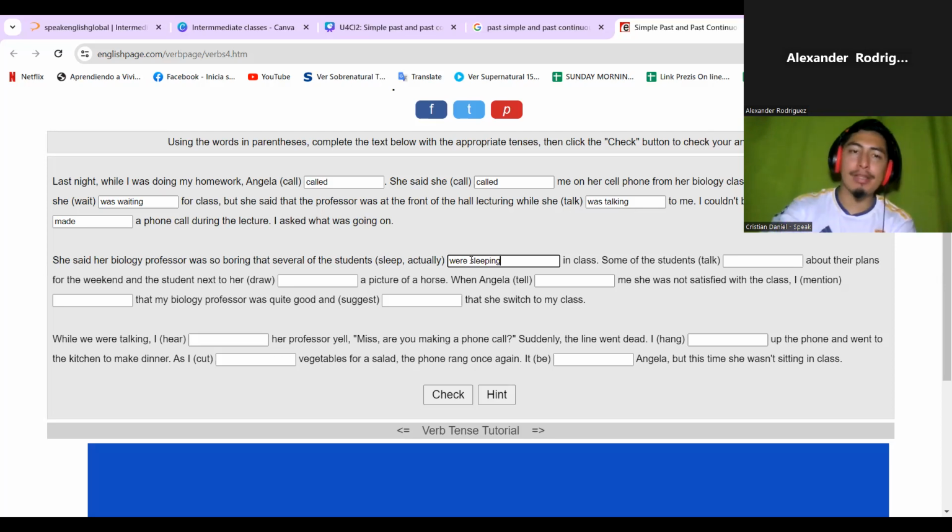So let's try to read the sentences in the two forms. Several of the students were actually sleeping. Several of the students were sleeping actually. Several of the students actually were sleeping. What do you think is the best way? Students were sleeping actually in class.